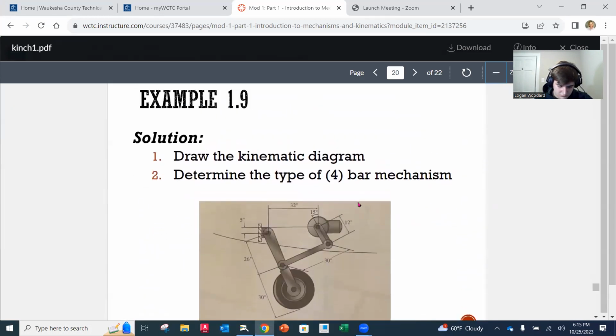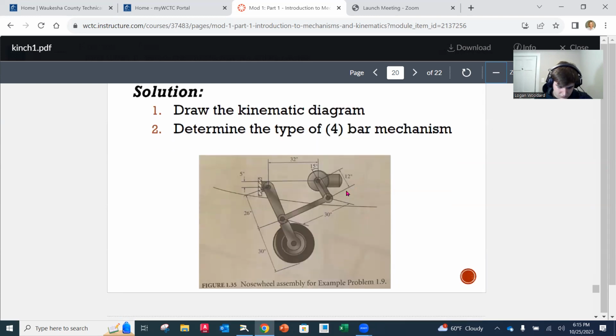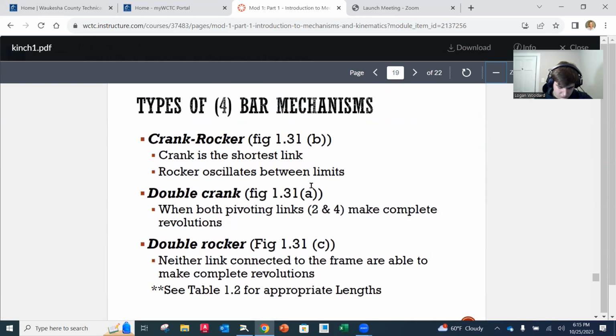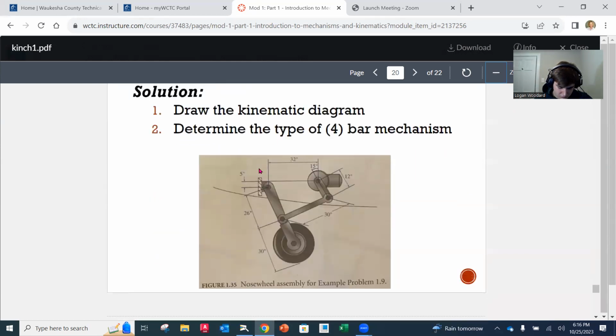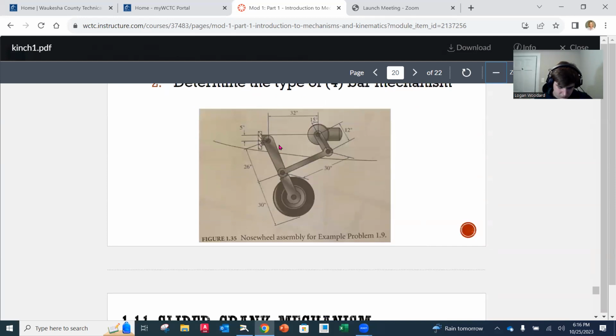Example 1.9: the problem statement is at the bottom of page 20, but the illustration is at the top of page 21. We've done a lot of drawing, so I'm going to skip the drawing part. But I want you to look at this mechanism and tell me which type it is. How would you categorize it? Is it a crank rocker, a double crank, or a double rocker? You can read the explanation at the bottom of the previous page, but this right here is a motor.